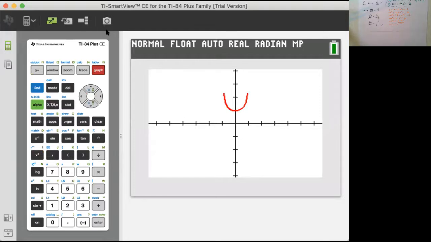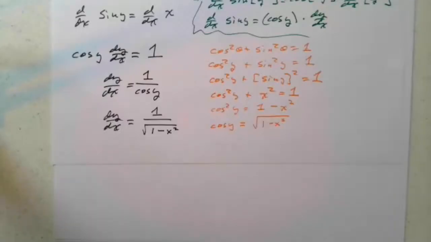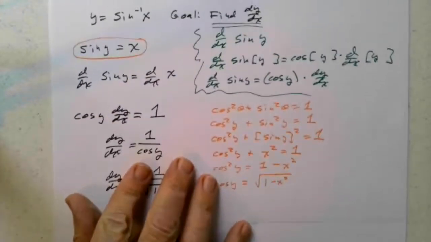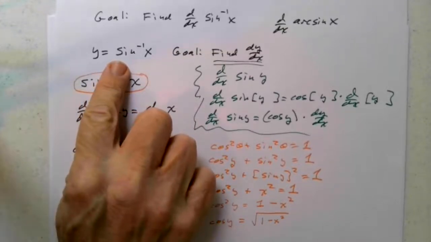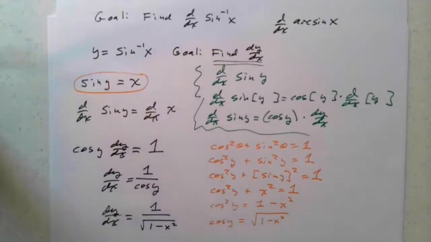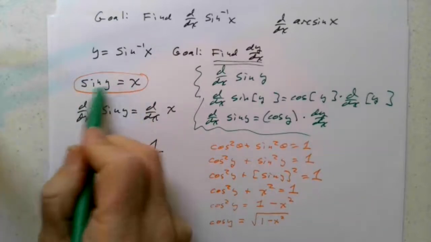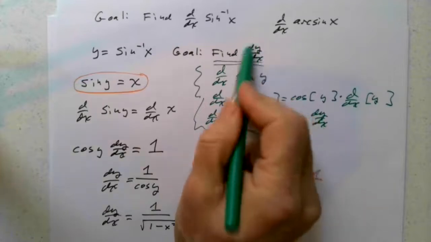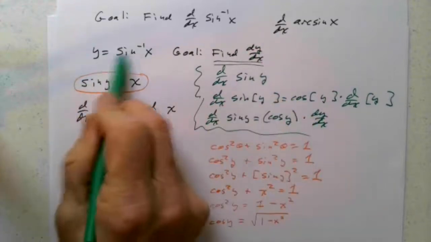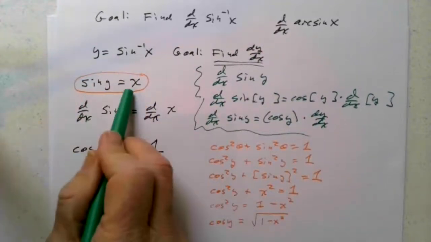So let's remind ourselves of this process one more time, just to see how it works all the way through. So we started with what? We started with the inverse sine of x. We wanted to rewrite that. How did I rewrite that? Y is the inverse sine of x is equivalent to sine of y equals x. And my goal was to find dy dx, that's the derivative of y with respect to x of this, which would be the same thing as dy dx for this.